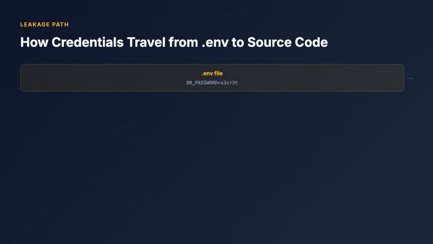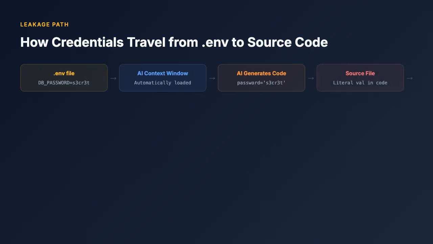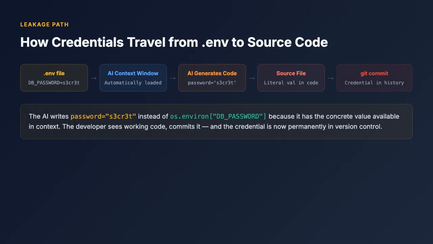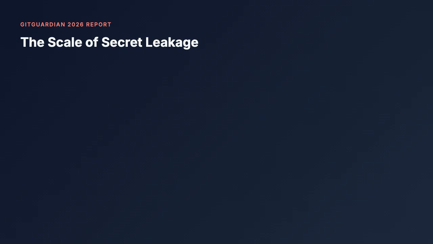First, the .env file, containing something like DB_PASSWORD equals your actual database password, gets automatically loaded into the AI agent's context window. Then, when the AI generates a database connection function, it has already seen the actual credential values. Instead of writing os.environ DB_PASSWORD, a reference to the variable, it writes the literal password directly into the generated code. The developer reviews the code, sees that it works, commits it, and the credential is now permanently in version control history. The scale of this problem is well documented.